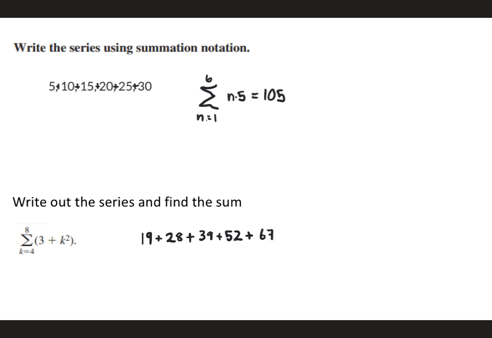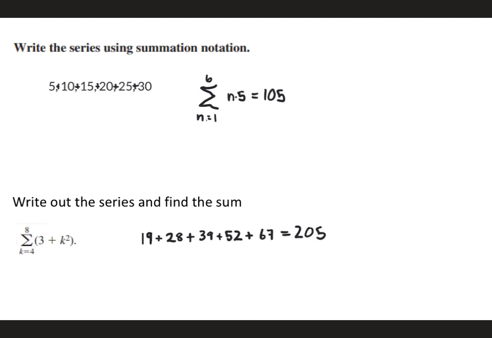All right, so there are our 5 terms of our sequence. We just plugged in 4, we plugged in 5, we plugged in 6, we plugged in 7, we plugged in 8, and now we're going to add them all up. Now, this may take you just a few seconds. You got to type it all on your calculator. So 19 plus 28 plus 39 plus 52 plus 67. You add those all up, and you get that the sum of this series is 205.